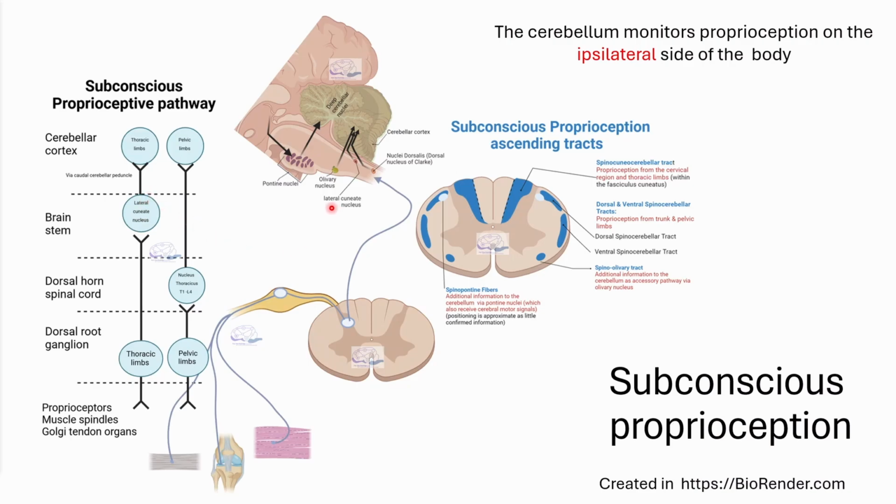The cerebellum also receives proprioceptive information via the spino-olivary tract, which ascends to the olivary nucleus. We call that the cerebellar olivary and pontine system. The pontine nuclei are also receiving that information, which then goes up into the cerebellum, and it's also getting feedback from the motor cortex, and that circuit helps to very fine-tune movement.